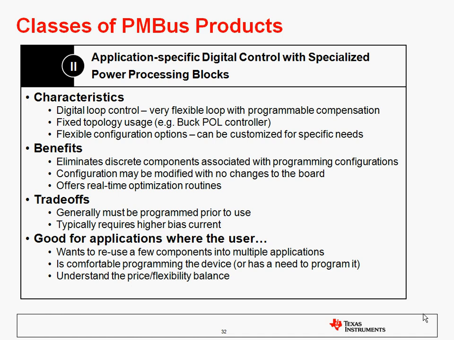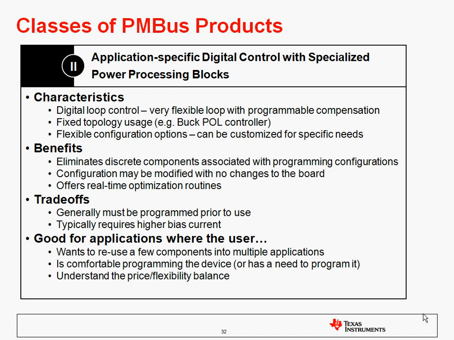So going into class 2, this is a product class that really starts to bring more digital control, a digital loop in here. So this is going to be more flexible. It's going to have programmable compensation in a lot of cases. So again, you're going to be able to use this part in a lot more applications without changing the hardware, because a lot of the compensation and a lot of the other characteristics are fully programmable. Although it may still be fixed to a certain topology, such as a synchronous buck.